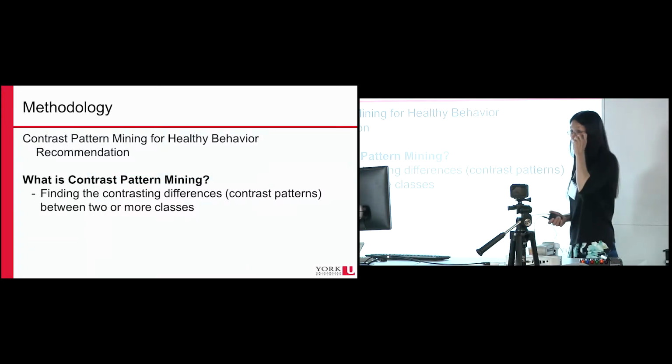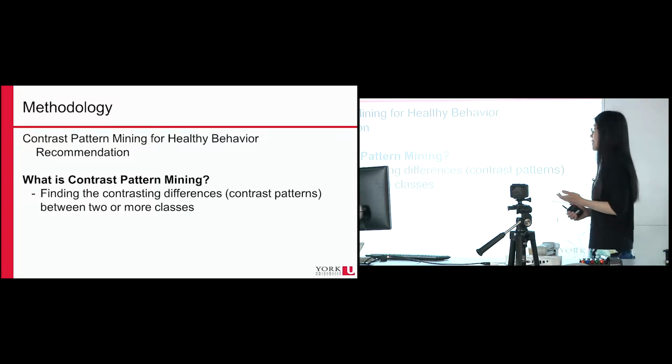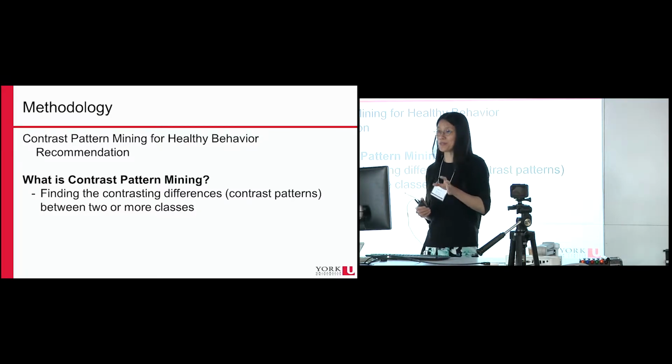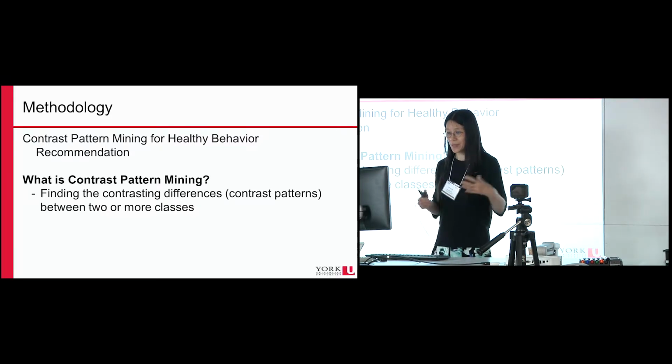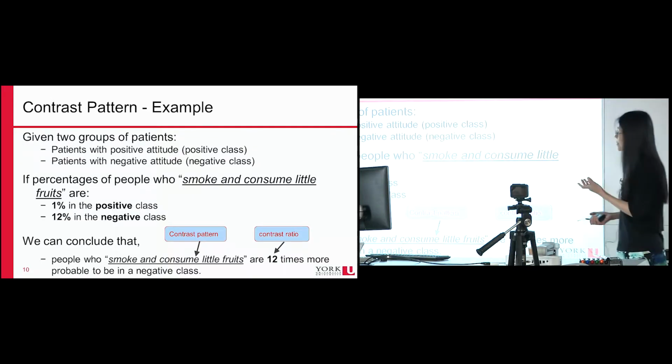The methodology to build such a recommender system is a data mining technique called contrast pattern mining. What is contrast pattern mining? Contrast pattern mining is to find the contrasting differences, which we call contrast patterns. Usually those differences are general, not very specific. They are the differences between the 2 groups, the happy group and the unhappy group, the positive group and the negative group. Those contrasting differences are called contrast patterns. So I'll give you an example.